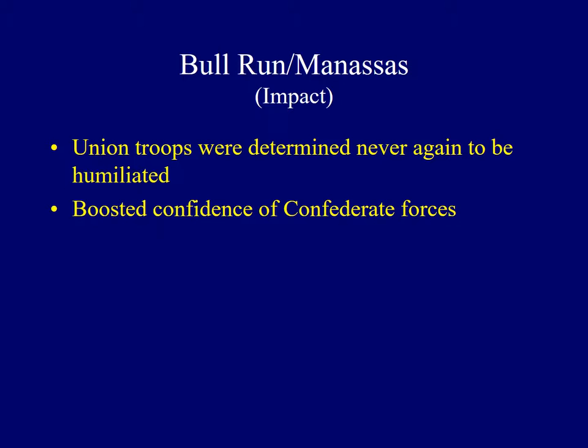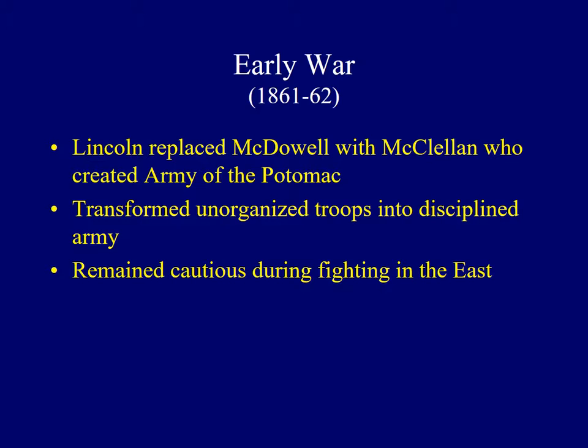Later in 1861, Lincoln replaced McDowell with George B. McClellan, who was charged with organizing the Army of the Potomac. McClellan was an excellent organizer who transformed the men into a disciplined force. He was loved by the troops, but proved to be extremely cautious as fighting continued in the East.